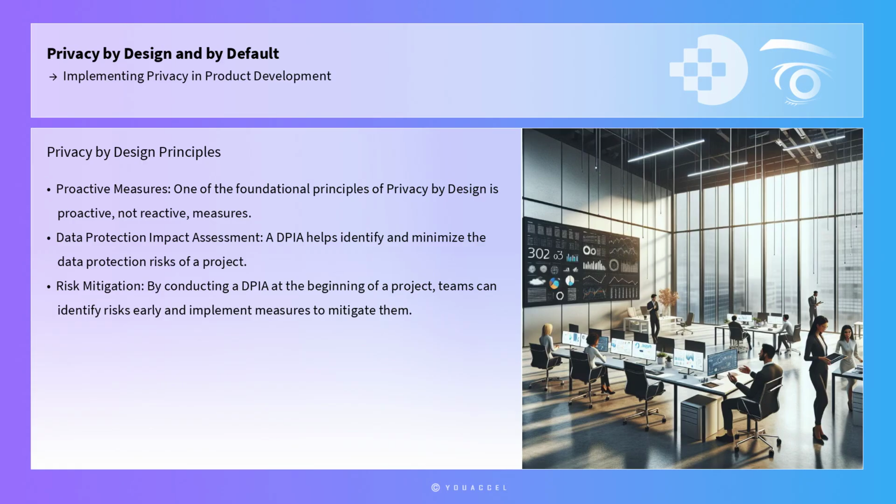A practical tool that supports this principle is the Data Protection Impact Assessment. A DPIA is a process that helps identify and minimize the data protection risks of a project. It is particularly useful when introducing new data processing technologies or handling large volumes of personal data. By conducting a DPIA at the beginning of a project, teams can identify risks early and implement measures to mitigate them, such as data minimization, encryption, or anonymization.